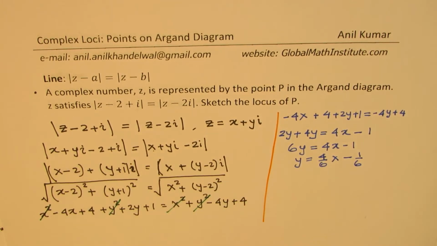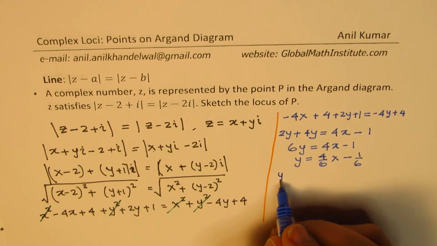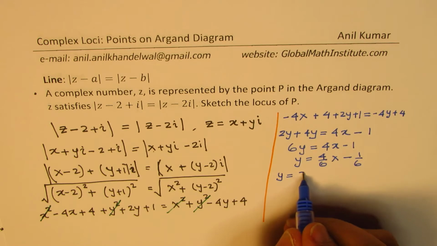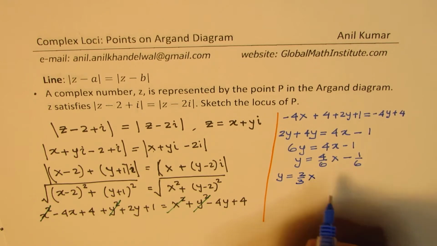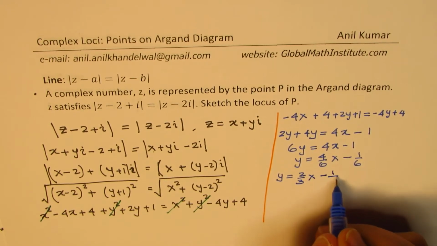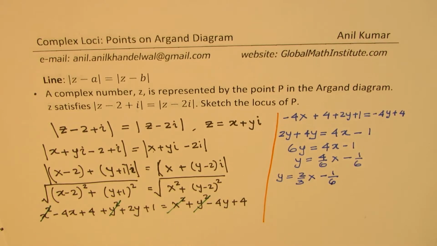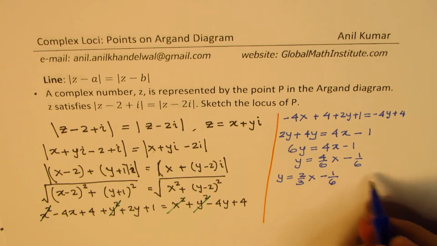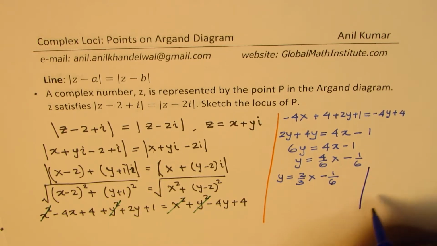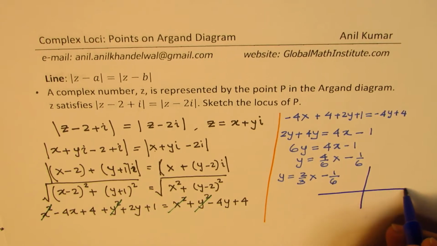And that is an equation of a line. Okay? So the line which we get is of slope 2 over 3 with y-intercept of minus 1 over 6. Is that clear to you? So you can always sketch this line to represent the locus of given points.